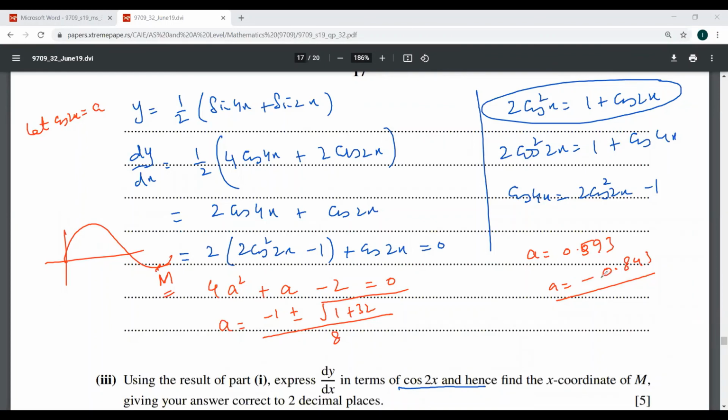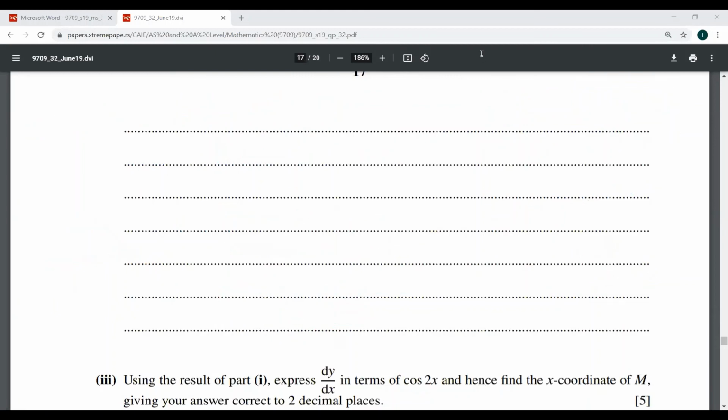How can I ignore? No, I can't ignore this, because it might take us to the second or the third quadrant. So cos 2x is going to be, let me just remember those two values. I'll be asking you because I want to clear this. Okay, so we have cos 2x either minus 0.84, and then cos 2x equal to 0.593. You must write this correct to 4-5 decimal places, because this is not the final answer here.